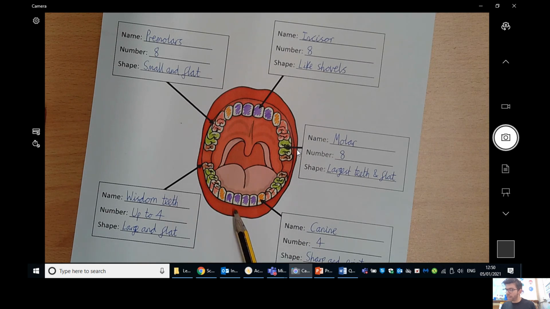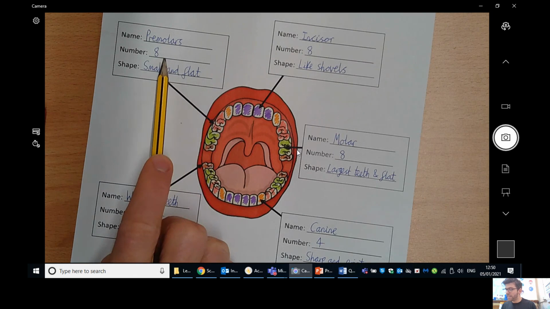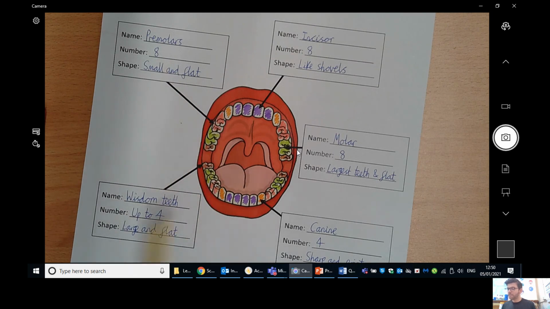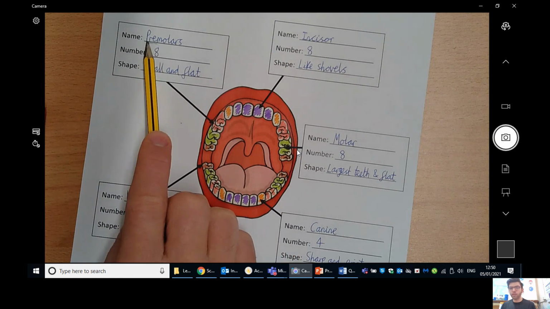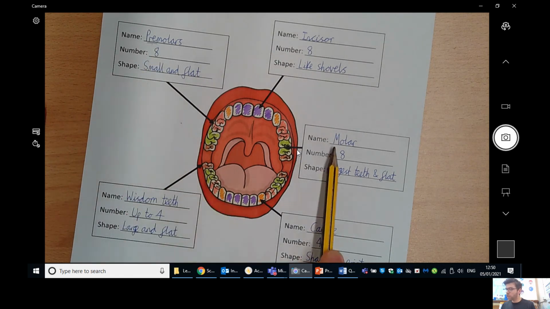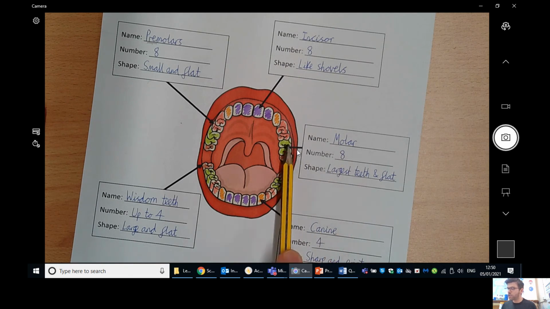We go slightly further back to the premolars, where we've got 8 of those, 2, 4, 6, 8. Those are small and flat teeth. Pre means before, remember the word pre. Then onto the molars, which are the largest teeth and flat. And again, we've got 2 in each corner, so 8 in total. And then finally, all the way to the back, we have the wisdom teeth.